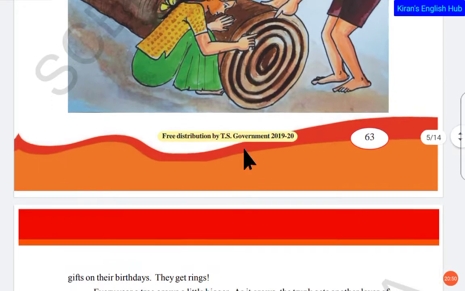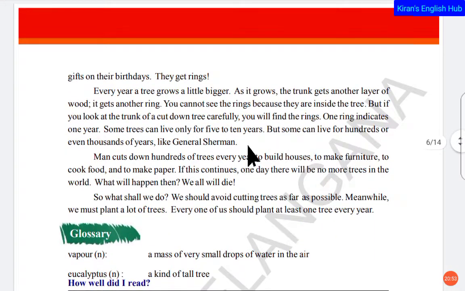Next, you cannot see the rings because they are inside the tree. Don't ever try to count the rings of the tree, because we have to cut the tree to count them. We need not count the rings. We can just imagine that this tree has this many years. Some people may say, I want to know the age of this tree and I want to cut it down. Unless you cut it down, you cannot count the age of the tree. So you need not cut it down, you can just have the experience of the trees.